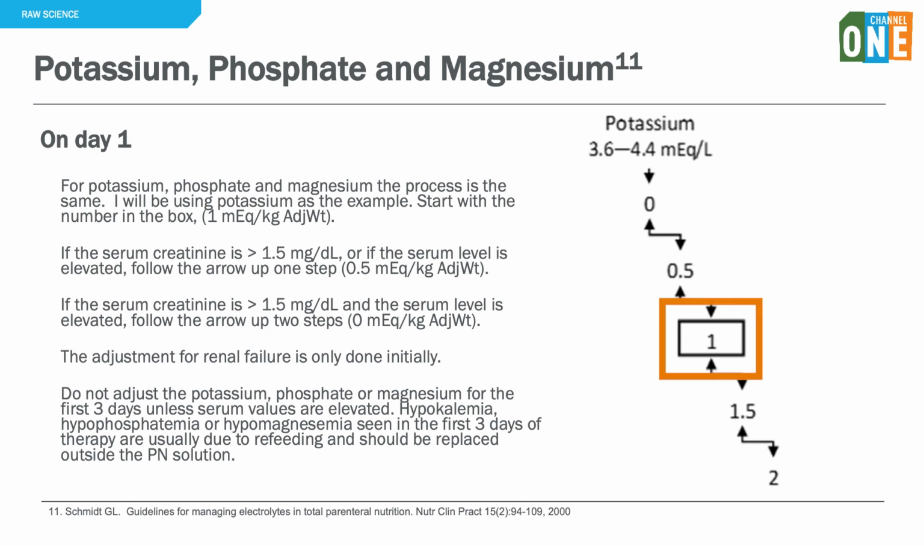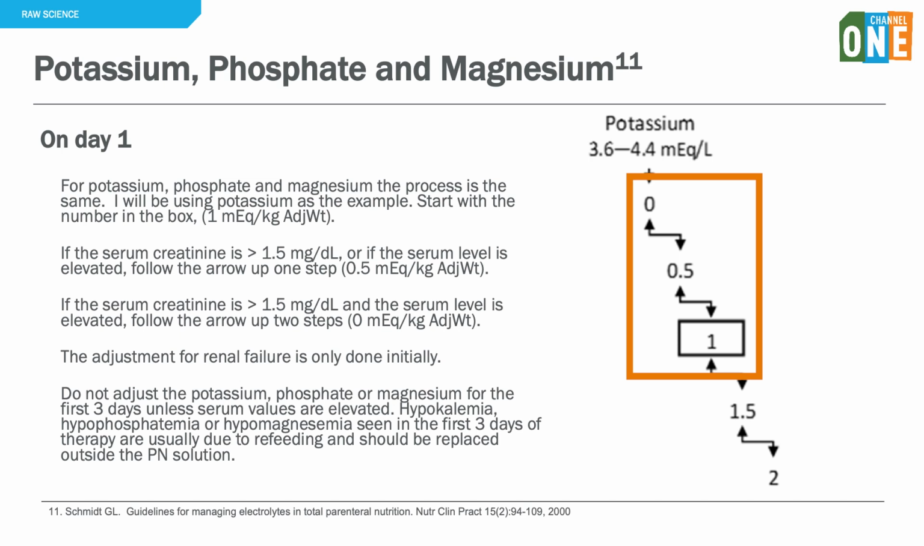If the serum creatinine is elevated above 1.5 milligram per deciliter, or the serum level is elevated, follow the arrow up 1 step, which will be 0.5 milliequivalents per kilo adjusted body weight. If the serum creatinine is greater than 1.5 milligram per deciliter and the serum level is elevated, follow the arrow up 2 steps, which would be 0 milliequivalents per kilo. The adjustment for renal failure is only done initially.